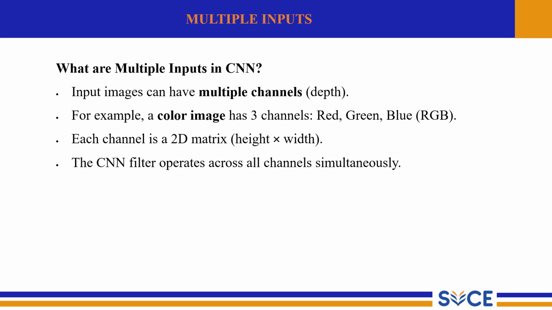When a convolution filter is applied, it operates across all channels simultaneously, combining information from each channel to produce a single output feature map. This allows the network to capture complex patterns that depend on a combination of channels rather than treating each channel separately.